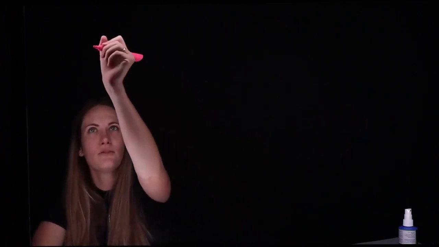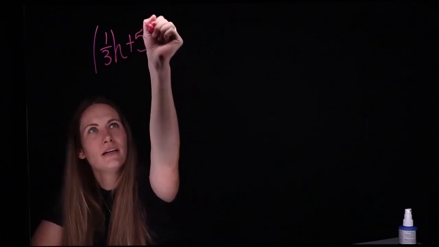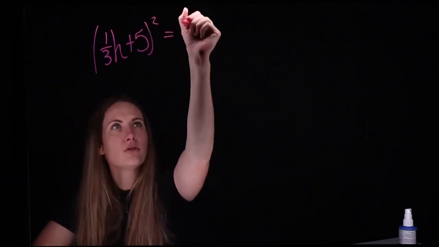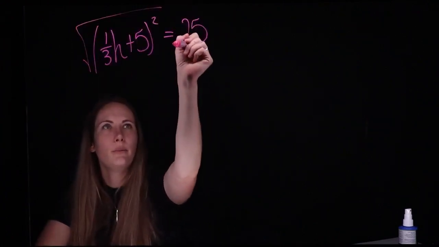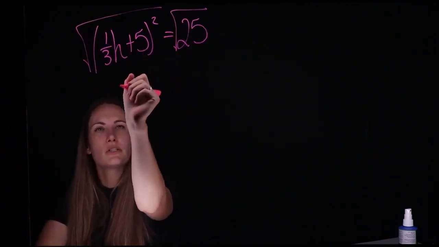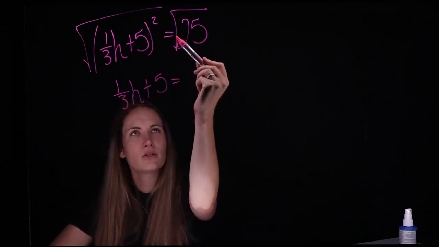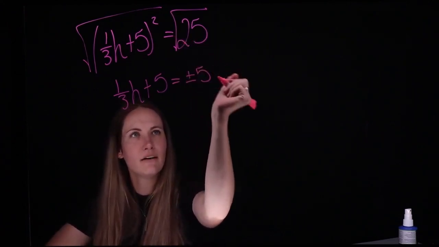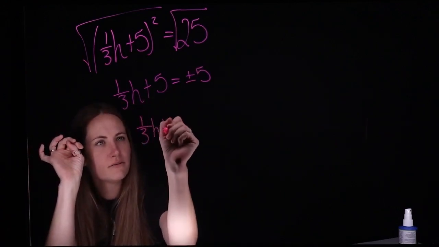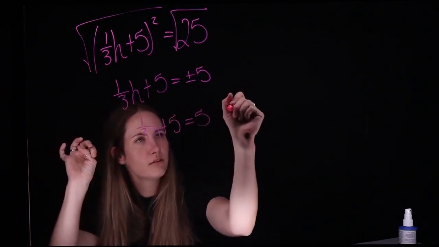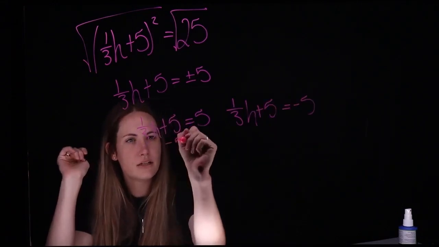Okay, our next problem, don't freak out, there's a fraction. We have 1/3 h plus 5, and all of this is squared, equals 25. So since this is squared and there's a square root of 25, do the square root method. So when you take the square root of a square, we have 1/3 h plus 5. Remember over here, when we use the square root method, we have positive and negative 5, which is the square root of 25. Then I'm going to set one of these equal to the positive 5, and one of these equal to the negative 5. So then we solve them like normal.